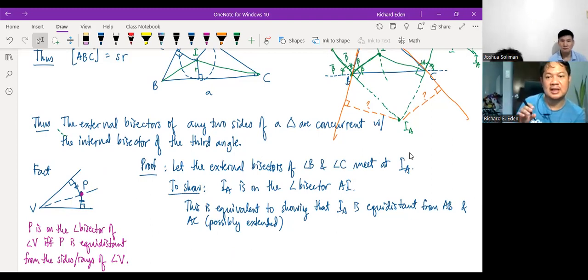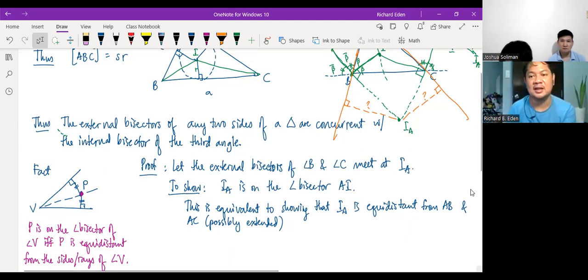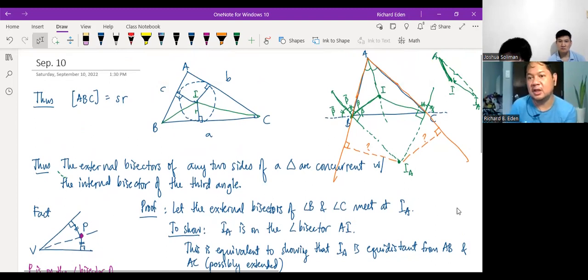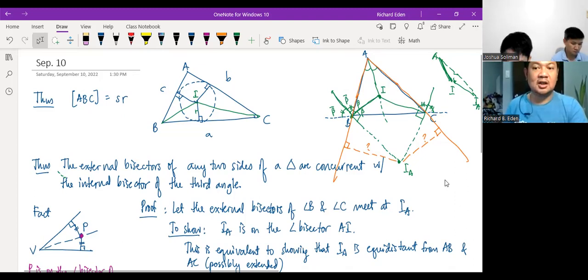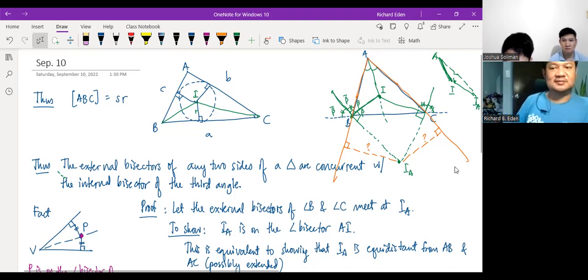Okay, so we don't yet know that I sub A is equidistant from AB and AC, but as soon as we are able to do that, then that would take care of the task. Because of the equidistance, if the two orange dashed segments have equal lengths, then that means I sub A is on the angle bisector AI of angle A. So that would mean the three bisectors described in the theorem are actually concurrent at the point I sub A. Okay, so now, how do we show the same length of the two orange dashed segments?